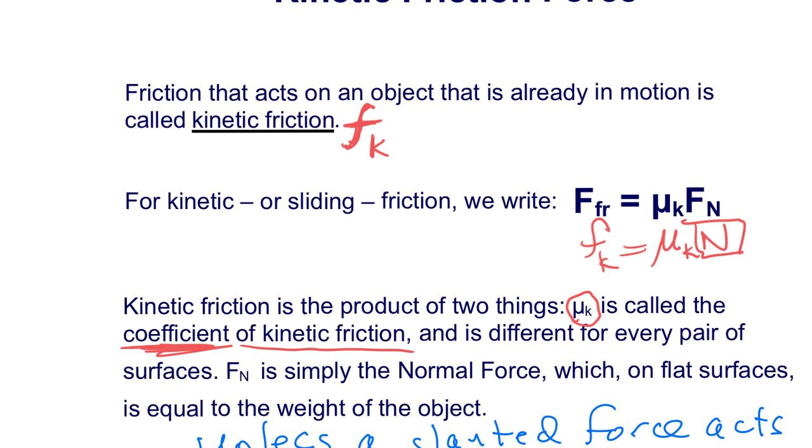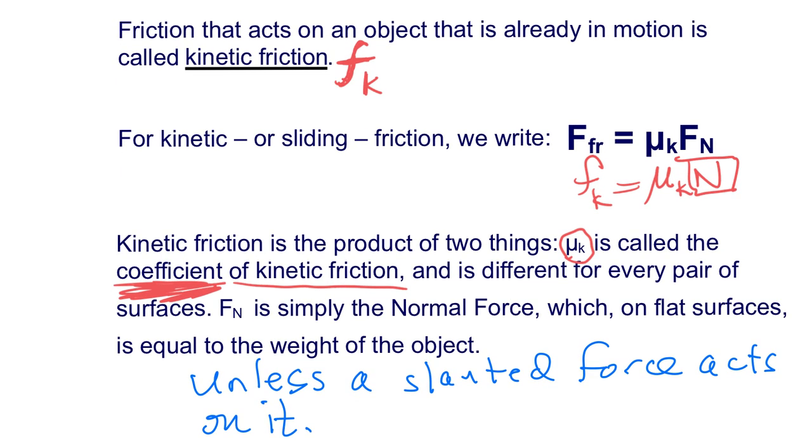Okay, so every two surfaces has its own coefficient of kinetic friction. So two surfaces might be really slippery, and then it would have a low coefficient of kinetic friction, or two surfaces could be really kind of sticky. That would have a high coefficient of kinetic friction. So every two surfaces has a unique coefficient of friction for when they're rubbing against each other.